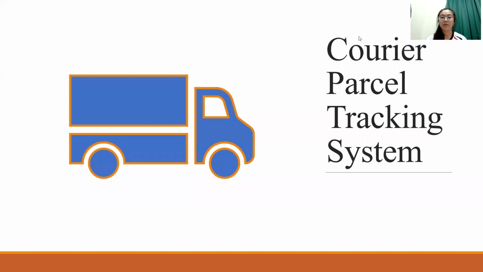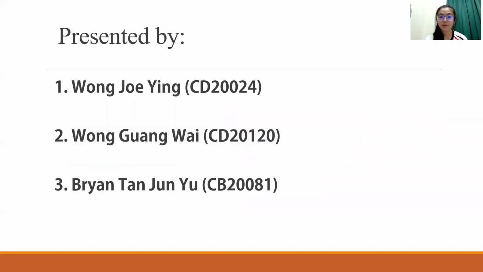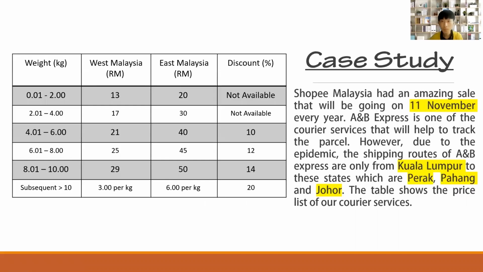Good day, everyone. Our topic for a mini project is the Korean parcel tracking system. Our group is group 11. My name is Wang Joy, and my matrix number is CD20024. My name is Bang Wang Mai, and my ID is CD20120. My name is Brian Tajuni, and my ID is EB20081. Our case study is Shopee Malaysia, which has amazing sales going on 11 November every year.